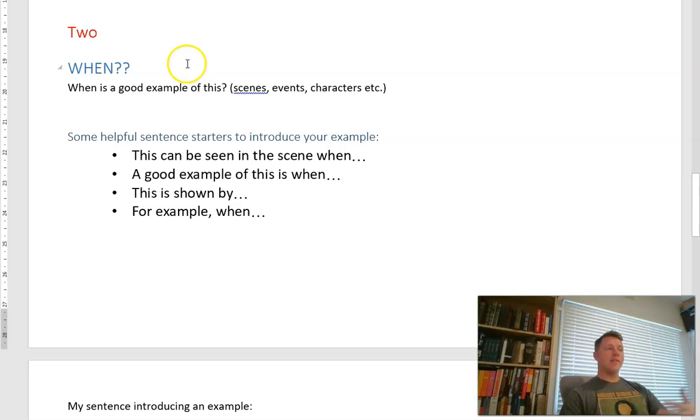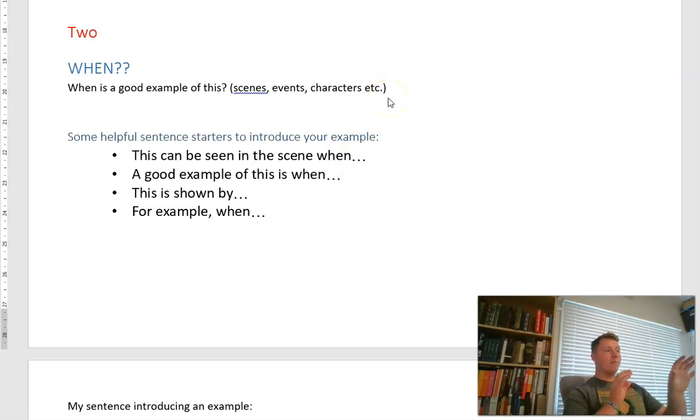Alright, our second step. So step two in our paragraph is looking at when. When do we see this in the film? When is a good example of this? When is a scene that we can point to? So I've just had a look at one of these scenes here. Alright, and we watched it together. So I could just refer to that scene and I can introduce that scene.